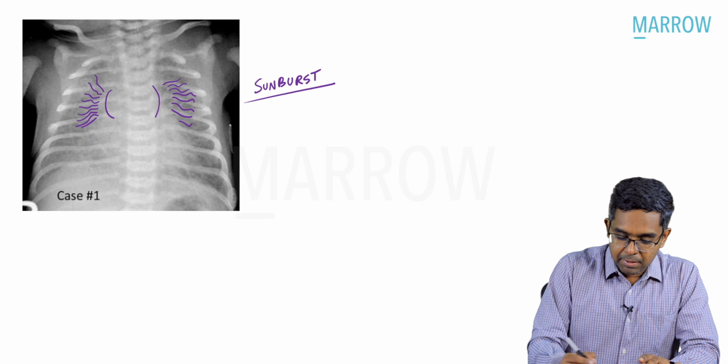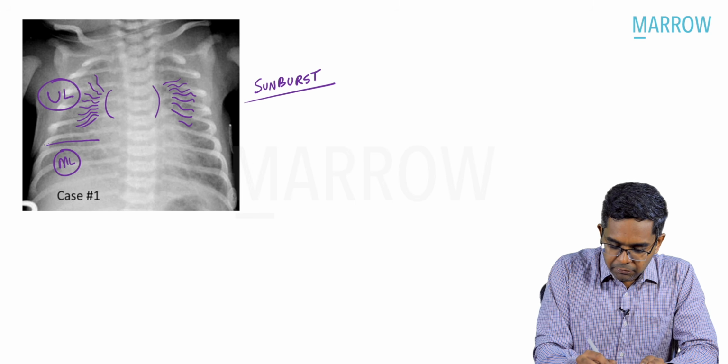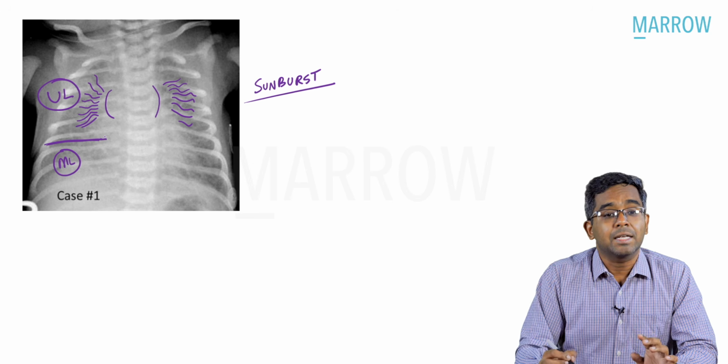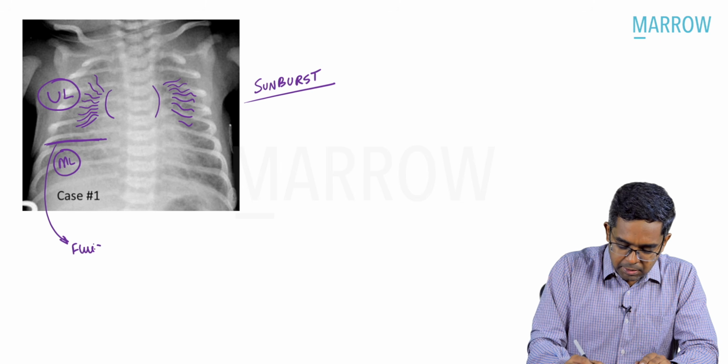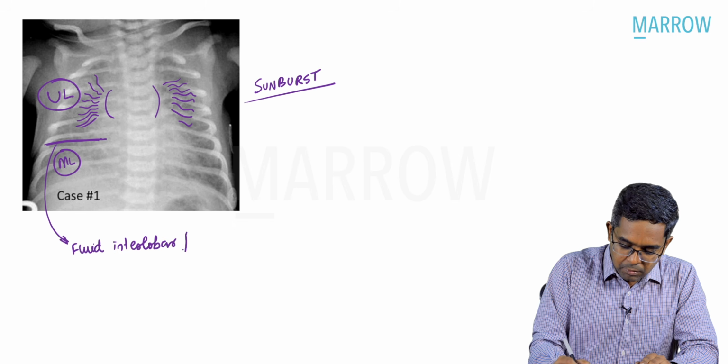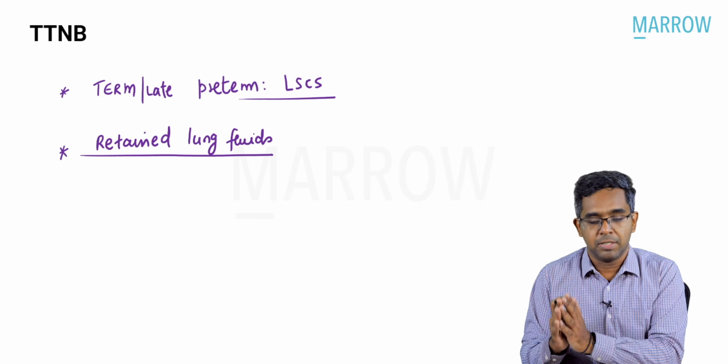Second important X-ray appearance is between the upper lobe. Think about this, upper lobe and the middle lobe of the lung. There is an interlobar fissure or the horizontal fissure that can also be filled with the fluid. Fluid in the interlobar fissure is the next important finding. So basically, you need to look for evidence of fluid in the X-ray to support your diagnosis of TTNB.